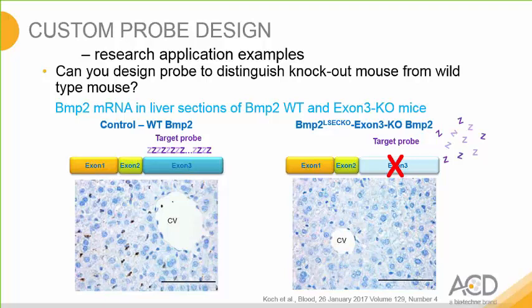As shown here, in order to discriminate the wild-type mice and the mice with mouse BMP2 exon 3 deletion, we design a probe targeting the knockout region in exon 3. The probe can hybridize to the wild-type BMP2 mRNA and generate signal. But since there's no binding site in the knockout mRNA, there will be no signal in the knockout mice.